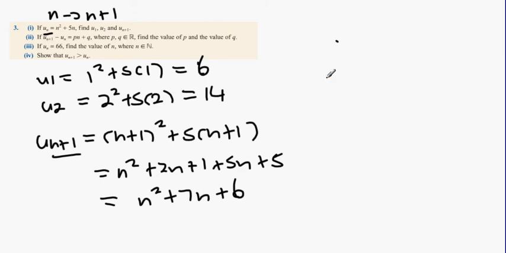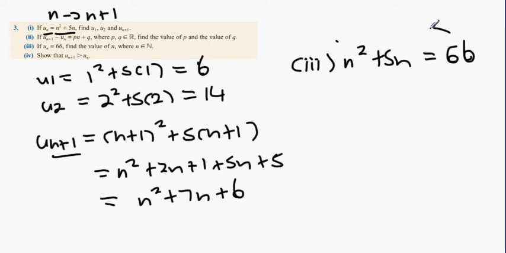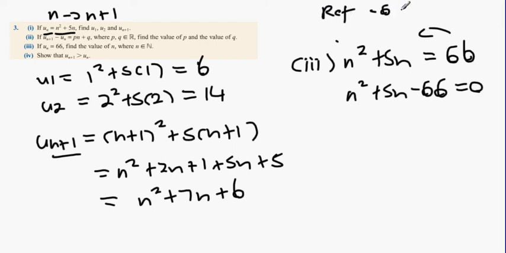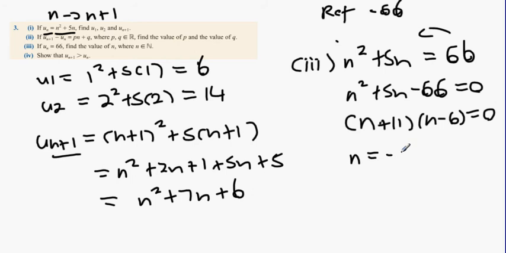Okay, and then part 3, it says if Un is 66, find the value of n. So Un is n squared plus 5n. N squared plus 5n equals 66. Bring the 66 over to your side, you're going to get n squared plus 5n minus 66. We're going to have a reference number of minus 66. We're going to solve it, and what we're going to say is that it's going to be n plus 11, n minus 6 equals 0. And then we're going to say that n equals minus 11 or n equals 6.